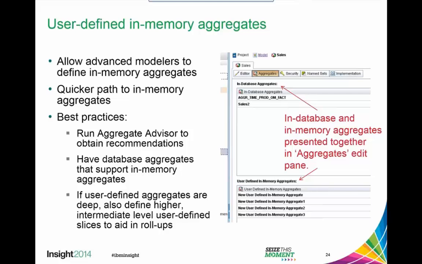Also, the last best practice I'll say here is that if you have any user-defined in-memory aggregates that are particularly deep in terms of the slice of levels that are there, like really, really deep, we really recommend that you also define some higher, intermediate level user-defined slices. That's really just to aid in roll-ups, so you don't have to roll up all the way from the bottom. You can take advantage of some intermediate level ones as well.